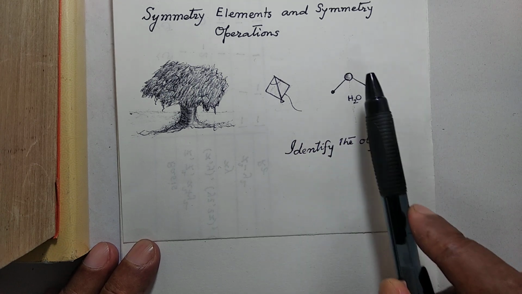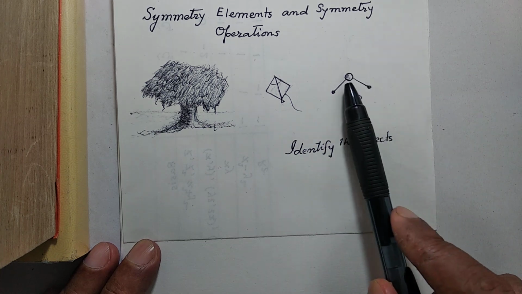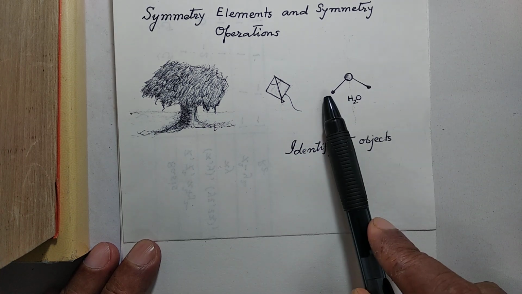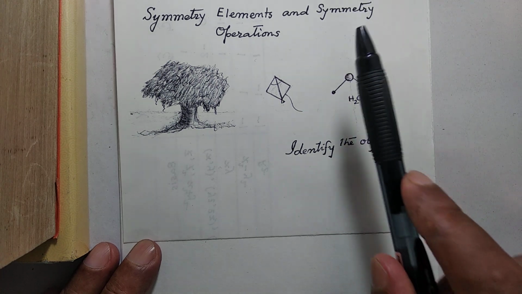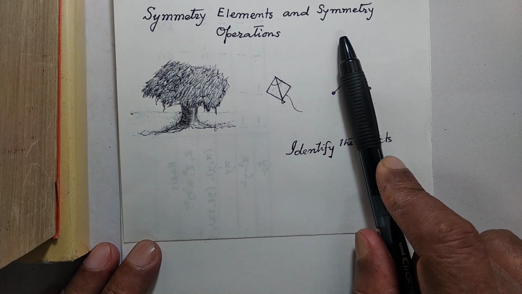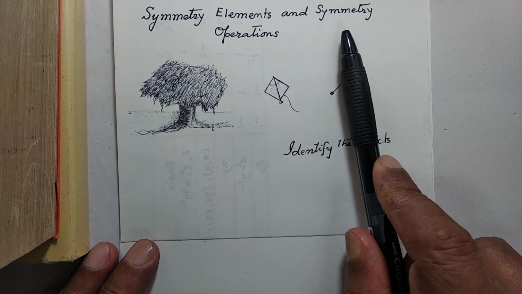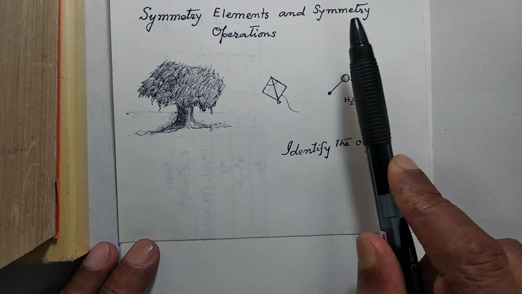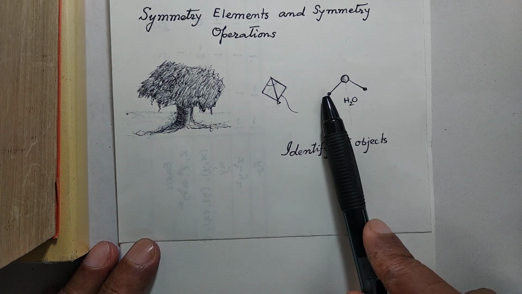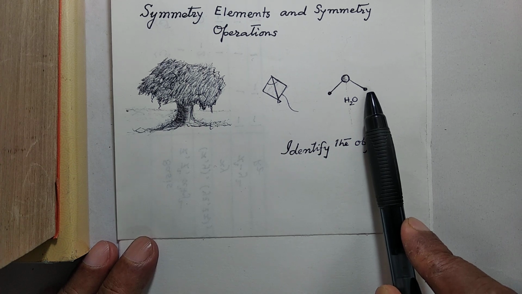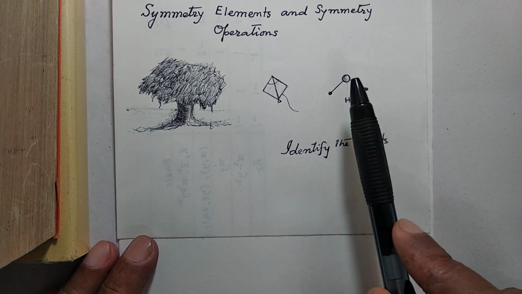Similarly, here also you can use a vertical plane to cut this object into two equal halves. One half will be a mirror image of the other half, when that plane, vertical means perpendicular to the plane of the paper for the time being. That plane cuts this object into two equal halves such that one half is a mirror image of the other half. So this object also has a plane of symmetry.